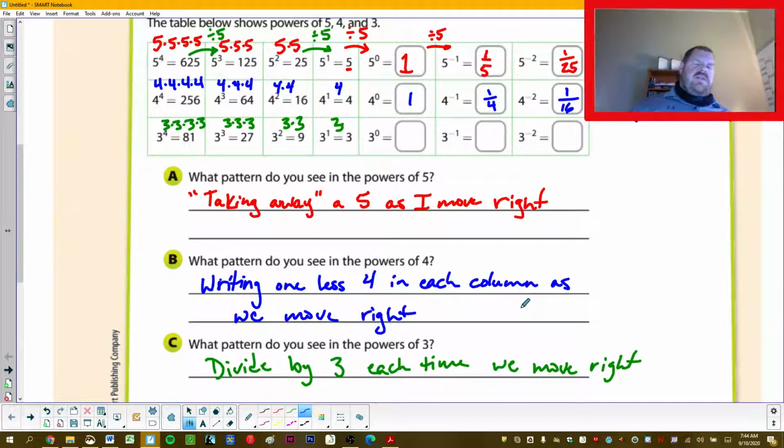Take a second and see what you think you would get for the 3s. You can pause the video if you need to. Okay, hopefully you had a chance to do that. As I continue my process of division here, I should get 1, 1/3, and 1/9.